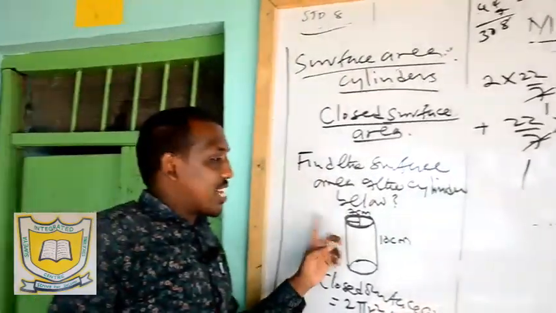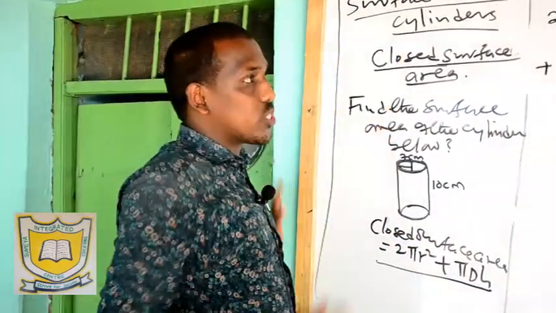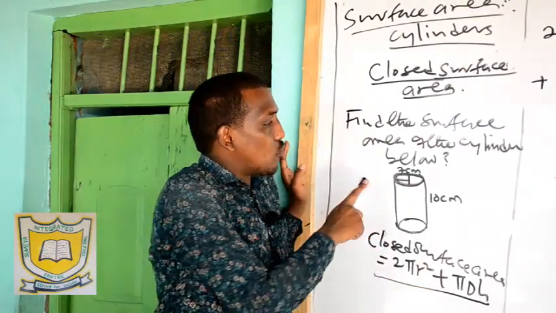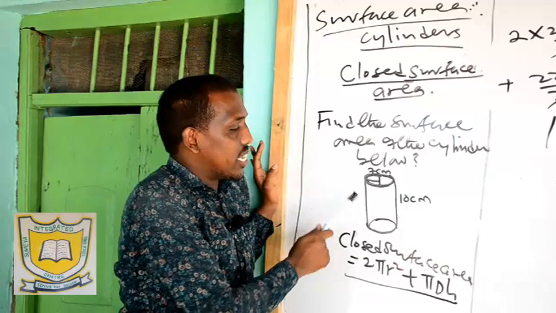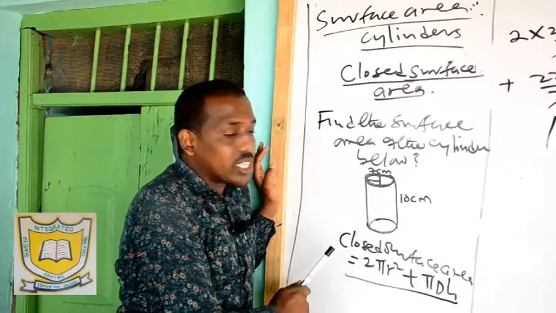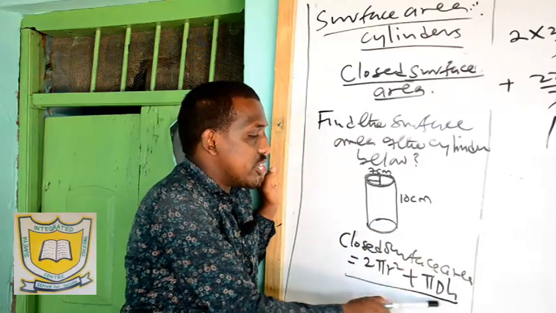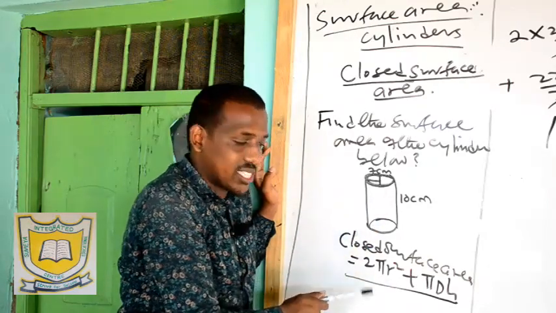You are told to find the surface area, which is also common. This part we are doing is very fertile when it comes to an examination. Now we are told to find the surface area of a cylinder. It's a closed cylinder. When it's a closed cylinder, the formula is 2πr² + πdh. You get the two ends plus the curved surface area.